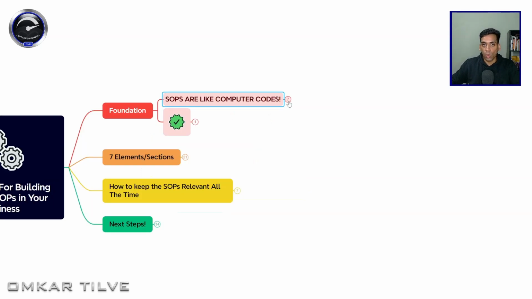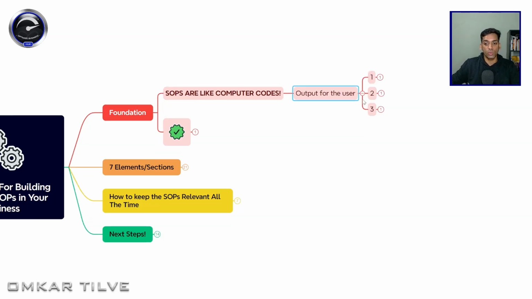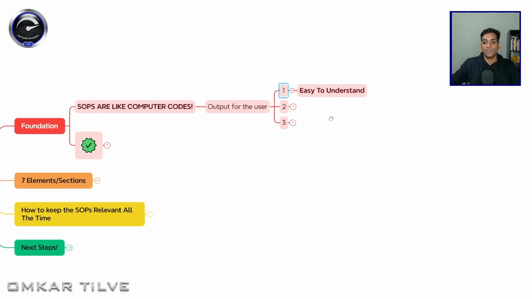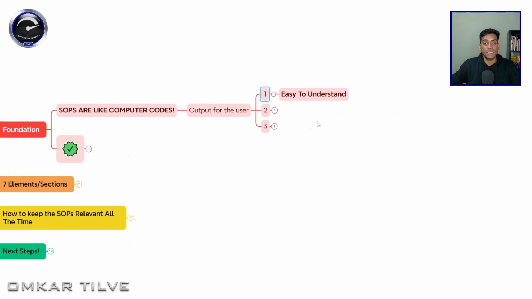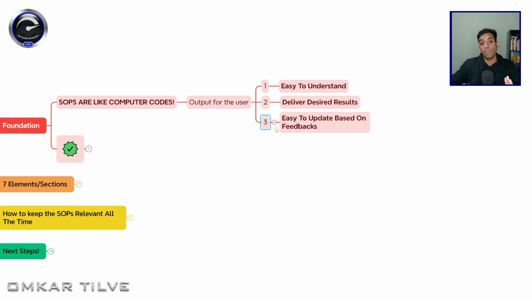Now, for any computer code, there are 3 crucial outputs that it should deliver to the user. The first one is it should be easy to understand. Whatever output the code is giving out, it should be easy to understand for the user. Secondly, it should deliver the desired results. And third, the code should be easy to update based on the feedback given by the user.